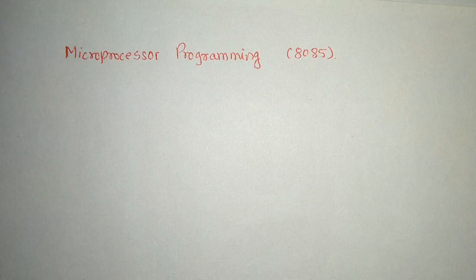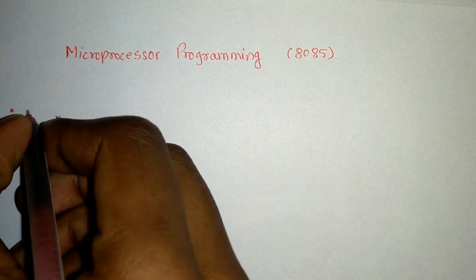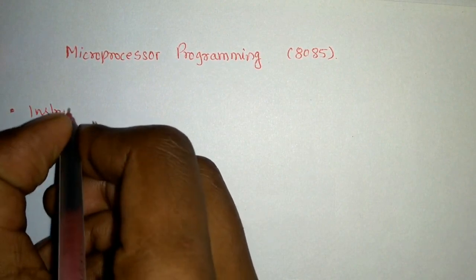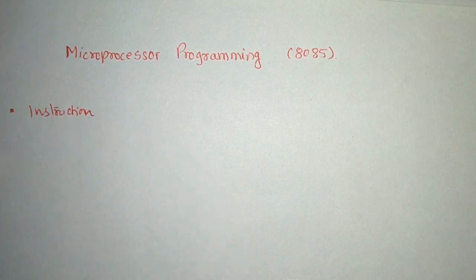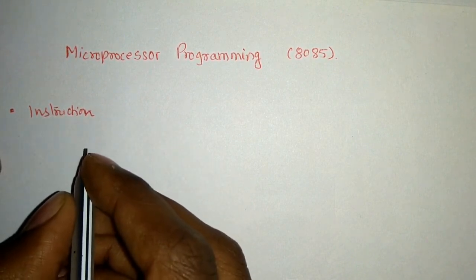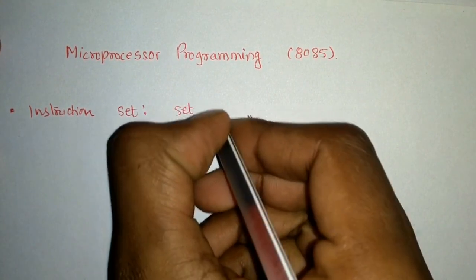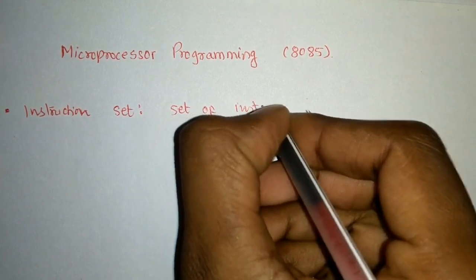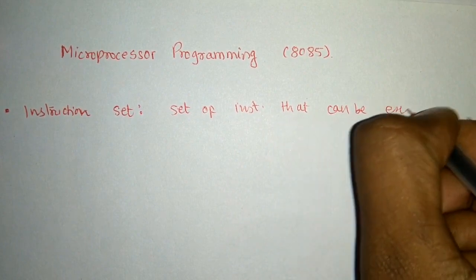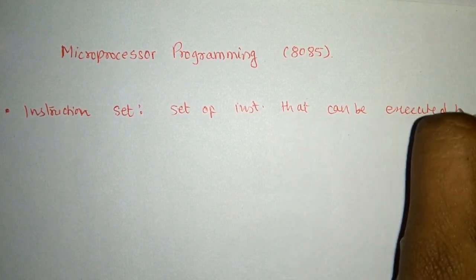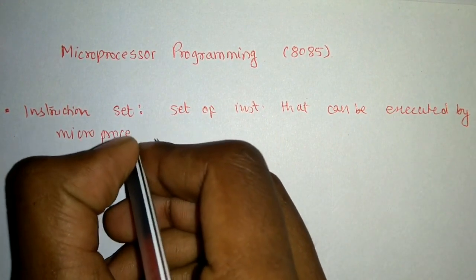So when we say programming, what is it? Basically a set of instructions. Now, what is an instruction? The commands that we give to our system that it needs to execute. These are our instructions. So when we talk about the instruction set, it means the set of instructions that can be executed by a microprocessor, because here we are talking about the microprocessor.